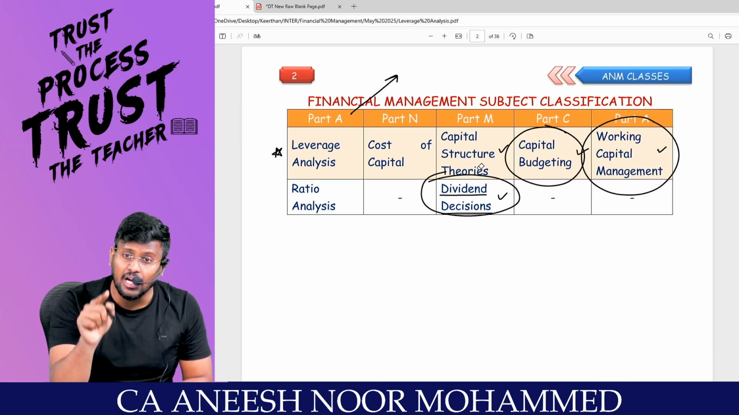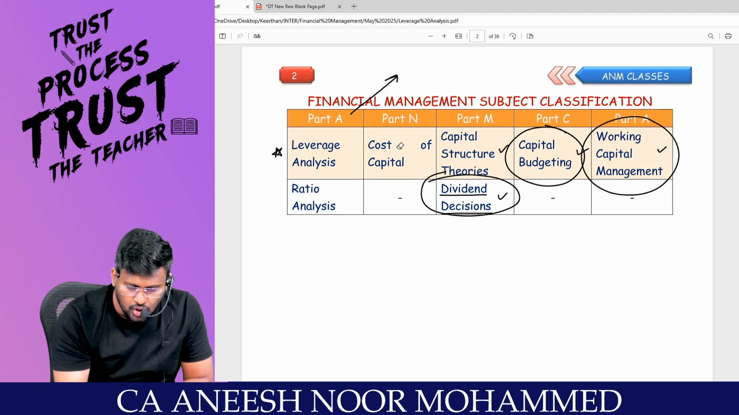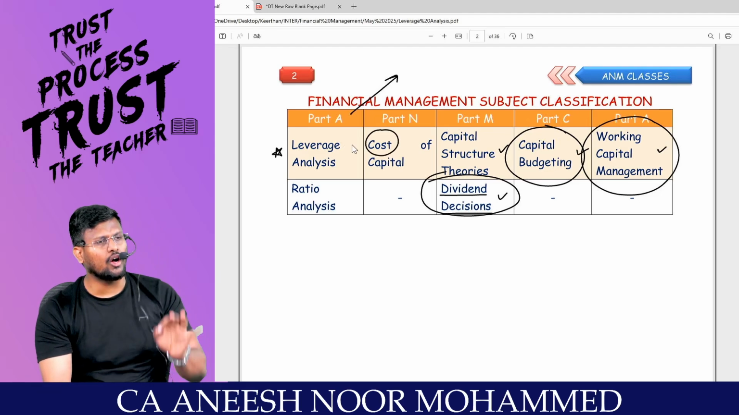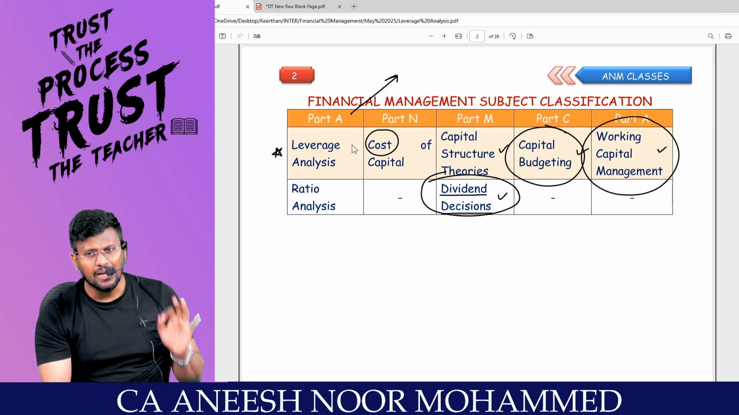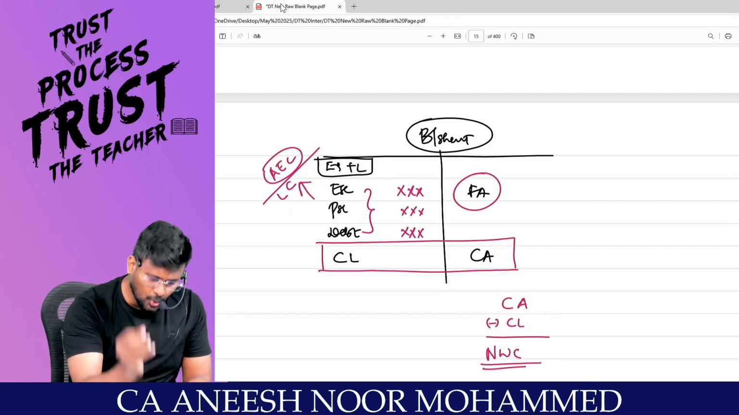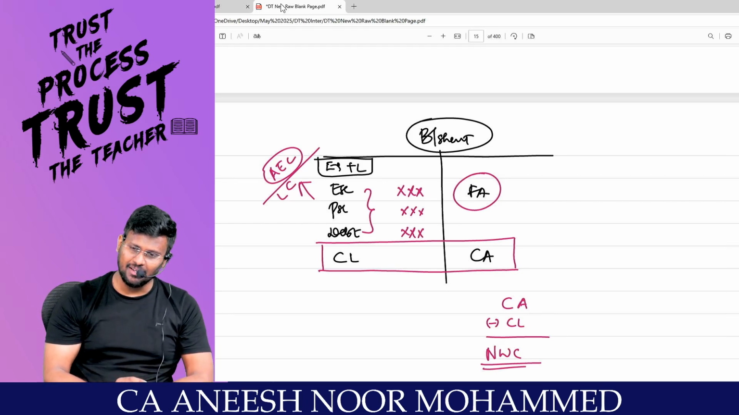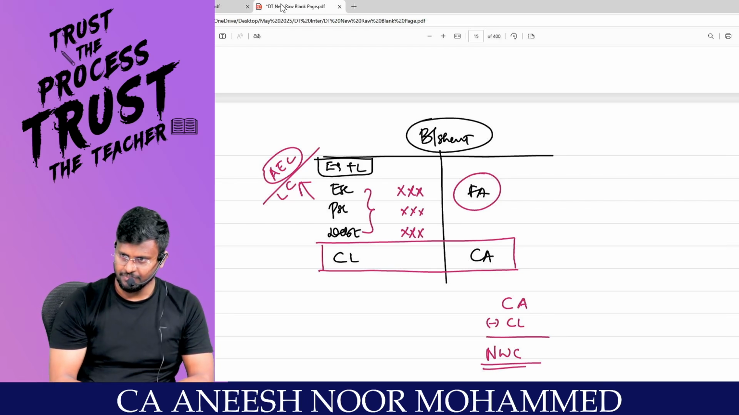When I raise the fund, I have to pay you the return. It is a return to you, but it is a cost to me. So it is the cost of capital.